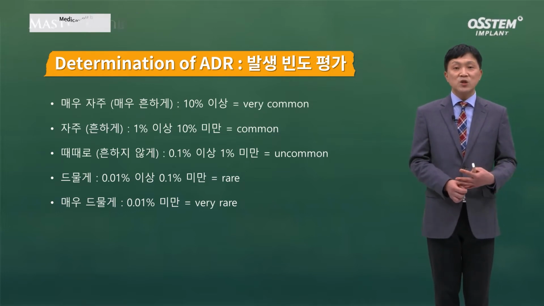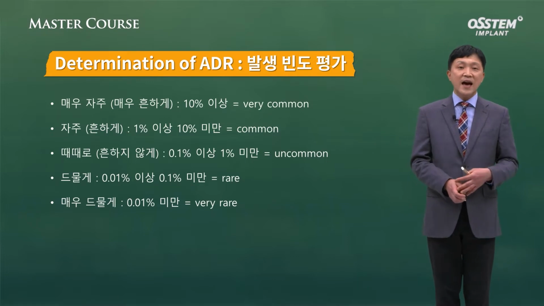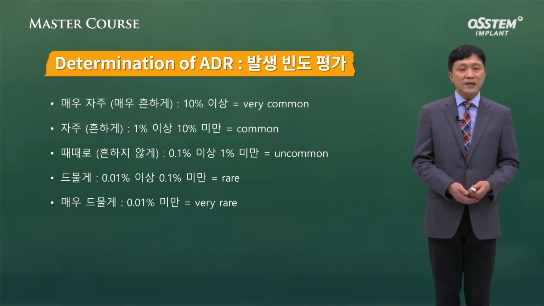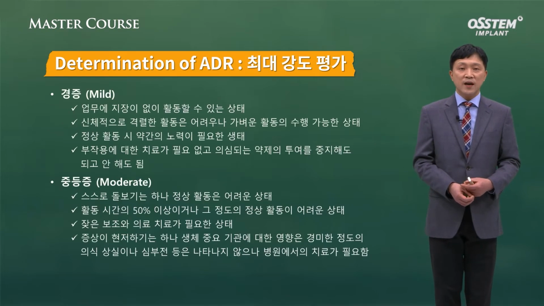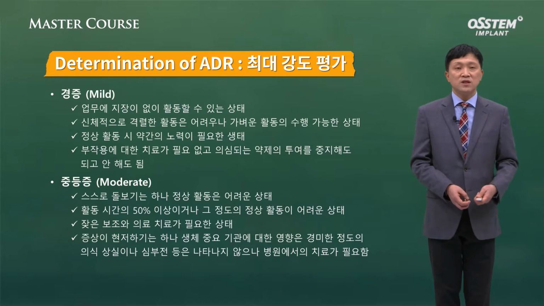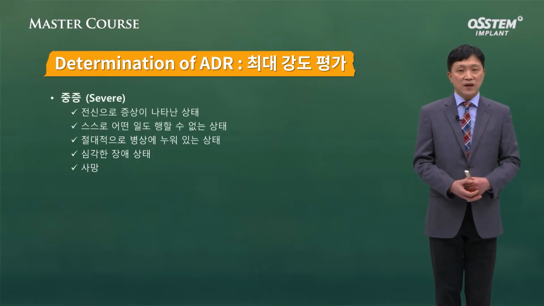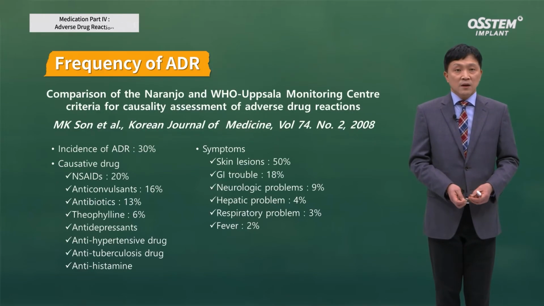So if you look at monograph, these expressions are indicated, and these are based on the determination of occurrences. Next, the determination of the strength of ADRs: mild, moderate, and severe. So these are how ADRs are determined.